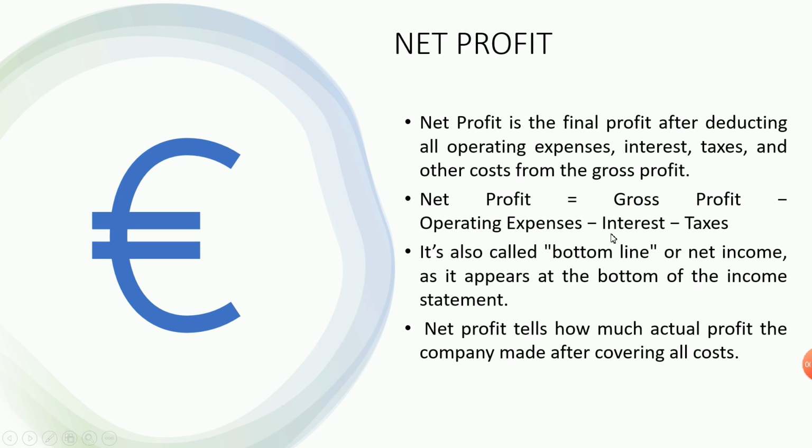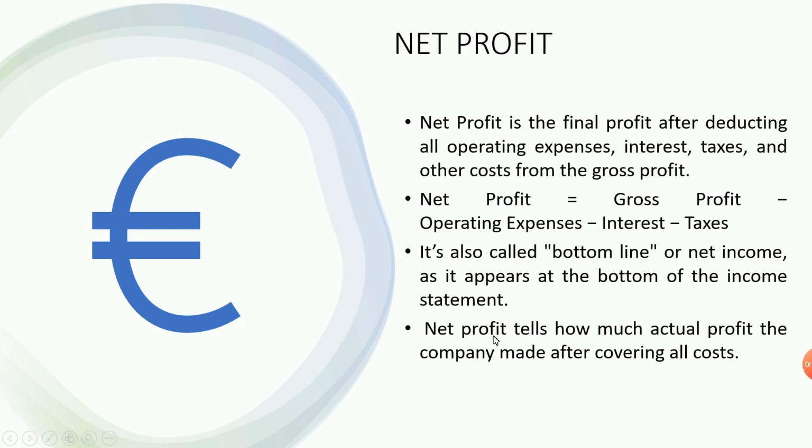So at the end, after interest and taxes are all gone, how much we are having, this is the profit we made. So it should cross the minimum amount. Actually it should be at least equal to the budget we have spent. So net profit is the final profit after deducting all the operating expenses. It is also called bottom line or net income, because it is appearing at the bottom, so it is the final profit.